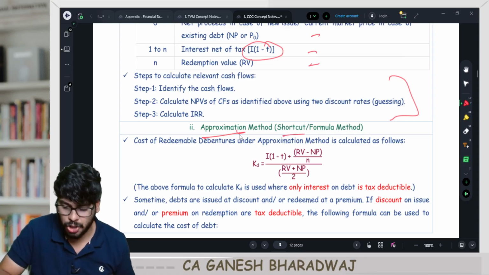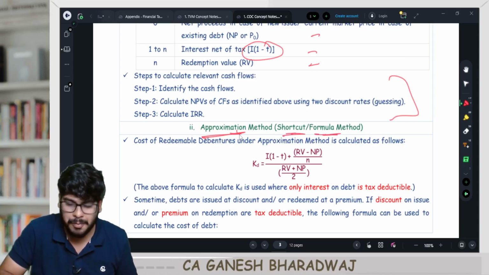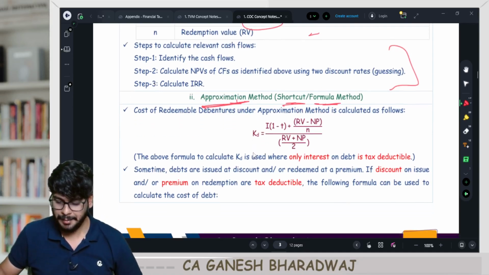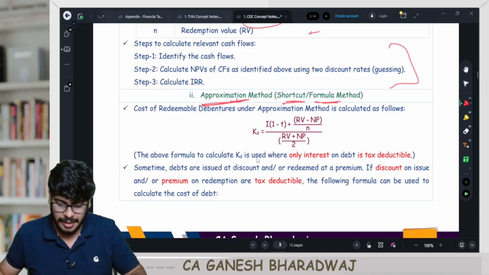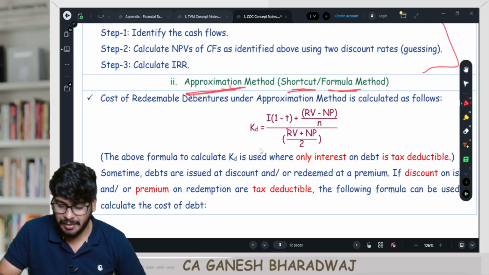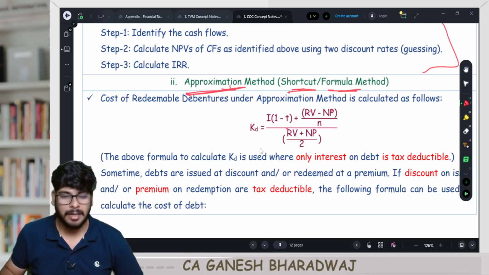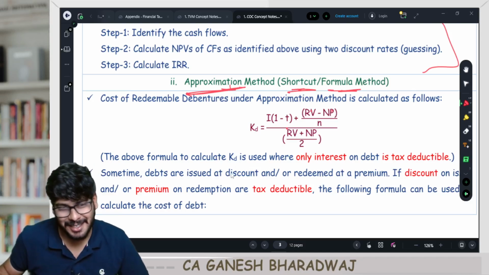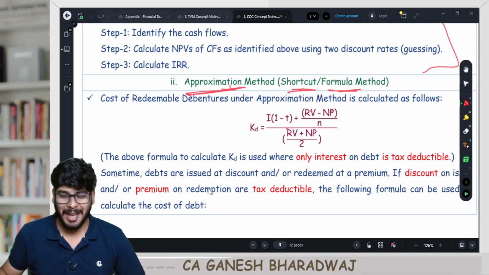Now there is a second formula. It's called the shortcut method or formula method, popularly known as the approximation method. What does this formula say? It says KD is equal to I into 1 minus T plus RV minus NP by N, the whole by RV plus NP by 2. Right? Easy formula. So you can mug it up. I will shift to the next one.